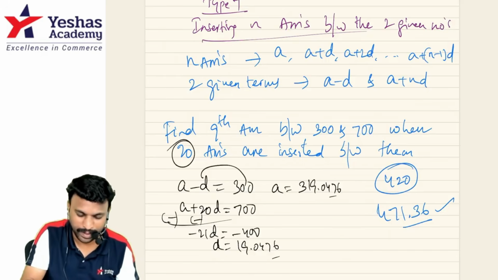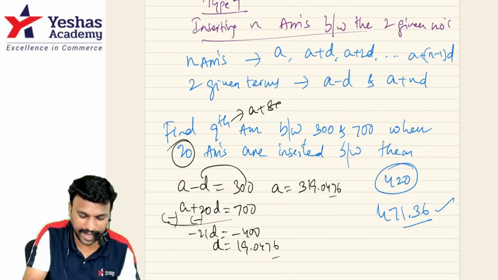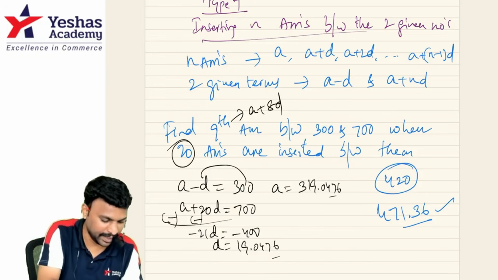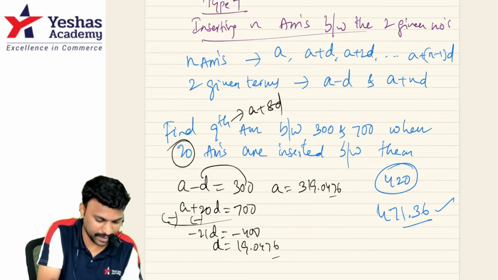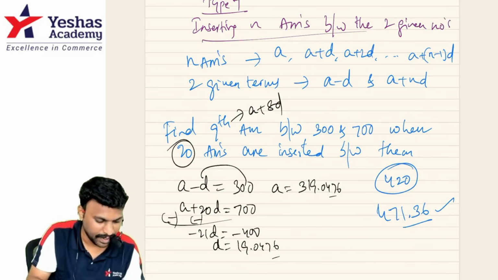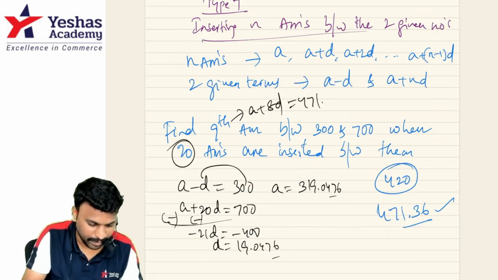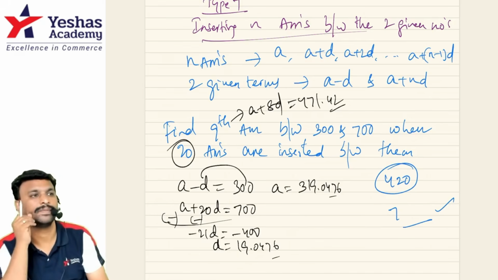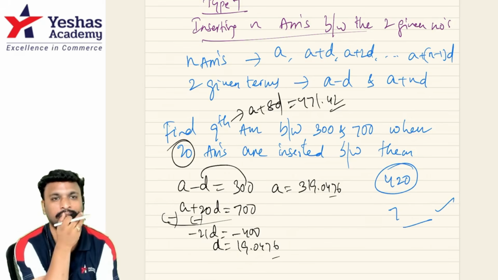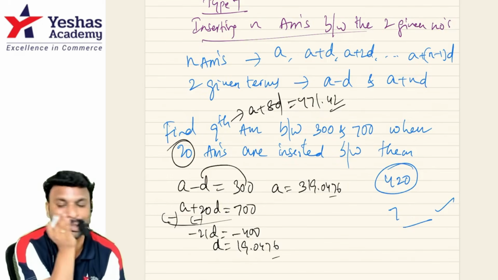Now what I need to do? The 9th AM is A plus 8D. 8 into D, which is 19.0476, plus the A value, 319.0476. That is 471.42. Getting it? Everybody, say yes or no.